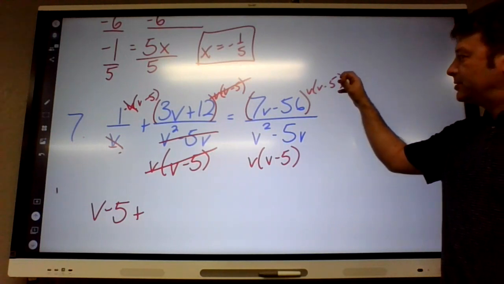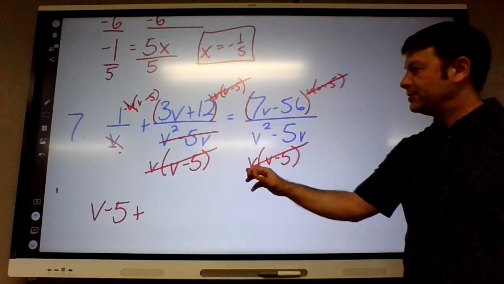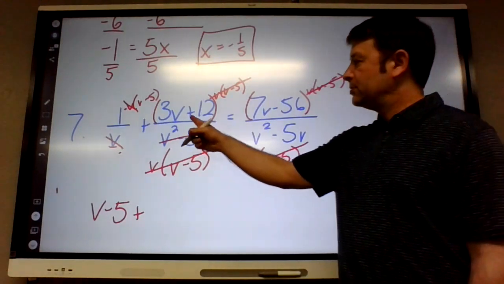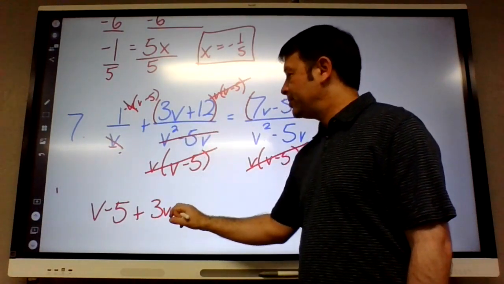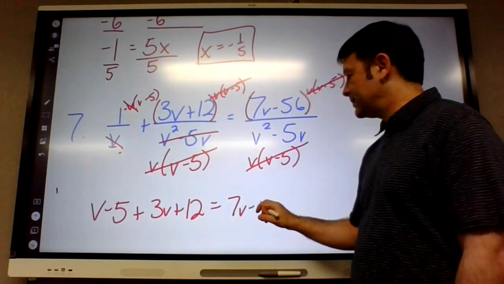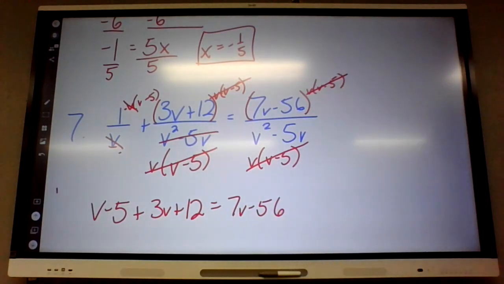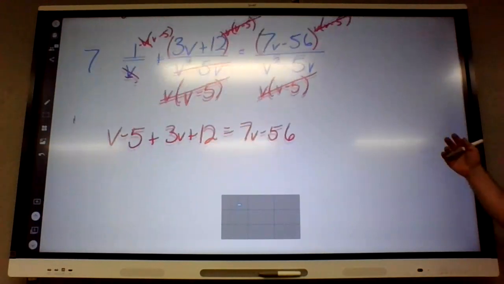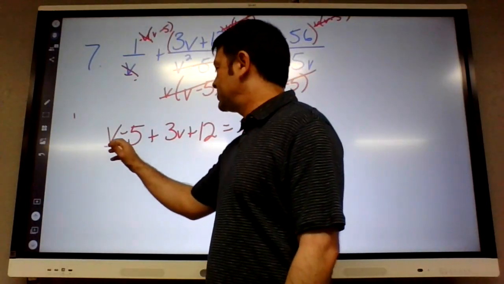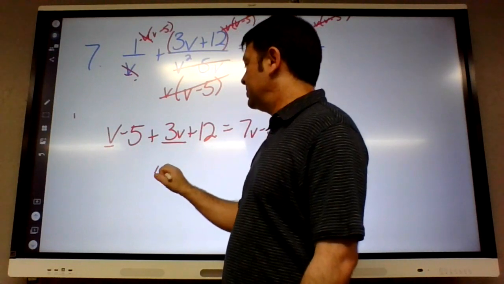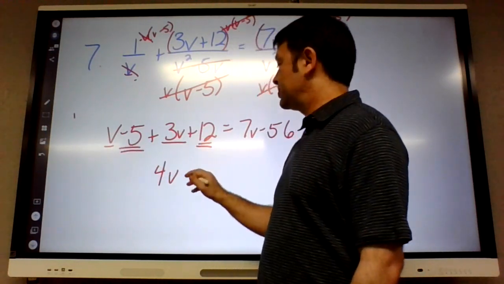Okay, same thing on the third term. V minus 5 cancels out. So we're just left with 3v plus 12 equals 7v minus 56. All right, and then just a bunch of basic algebra. So our like terms, v plus 3v, negative 5 plus 12.